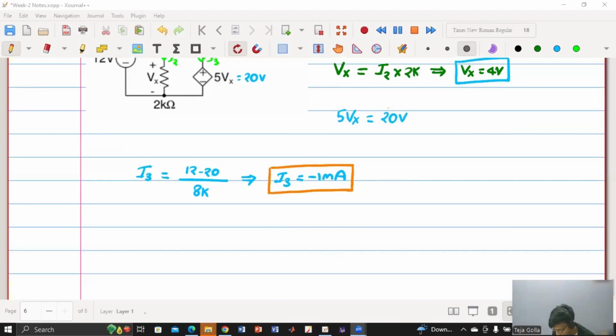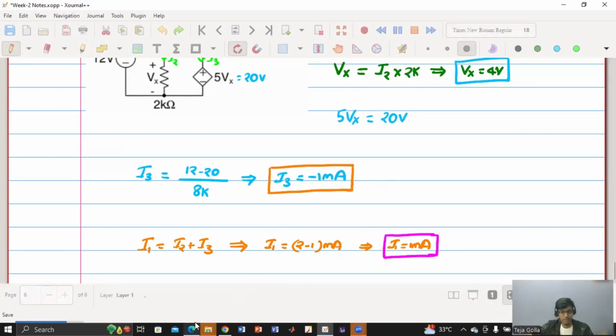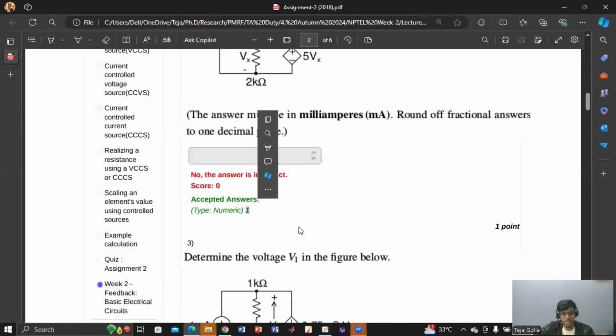So I1 is equal to I2 plus I3, and I2 is 2 milli, I3 is minus 1 milliampere, right? So I have to use the same convention because I3 direction I am not changing. So I will get I1 is nothing but 2 minus 1 milliampere, which means I1 is 1 milliampere. So basically, whatever current they have asked in the question, it is 1 milliampere. Let us go and check. Yes, it is 1 milliampere and it is correct.